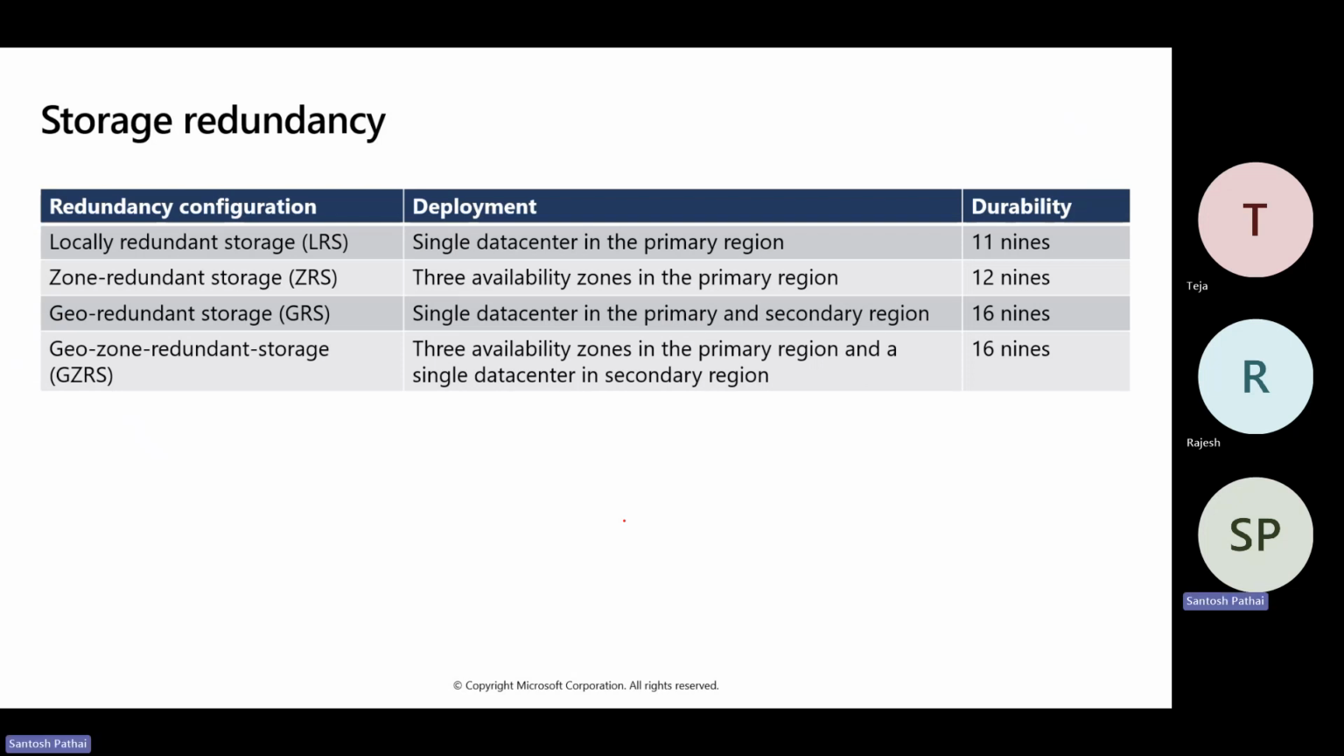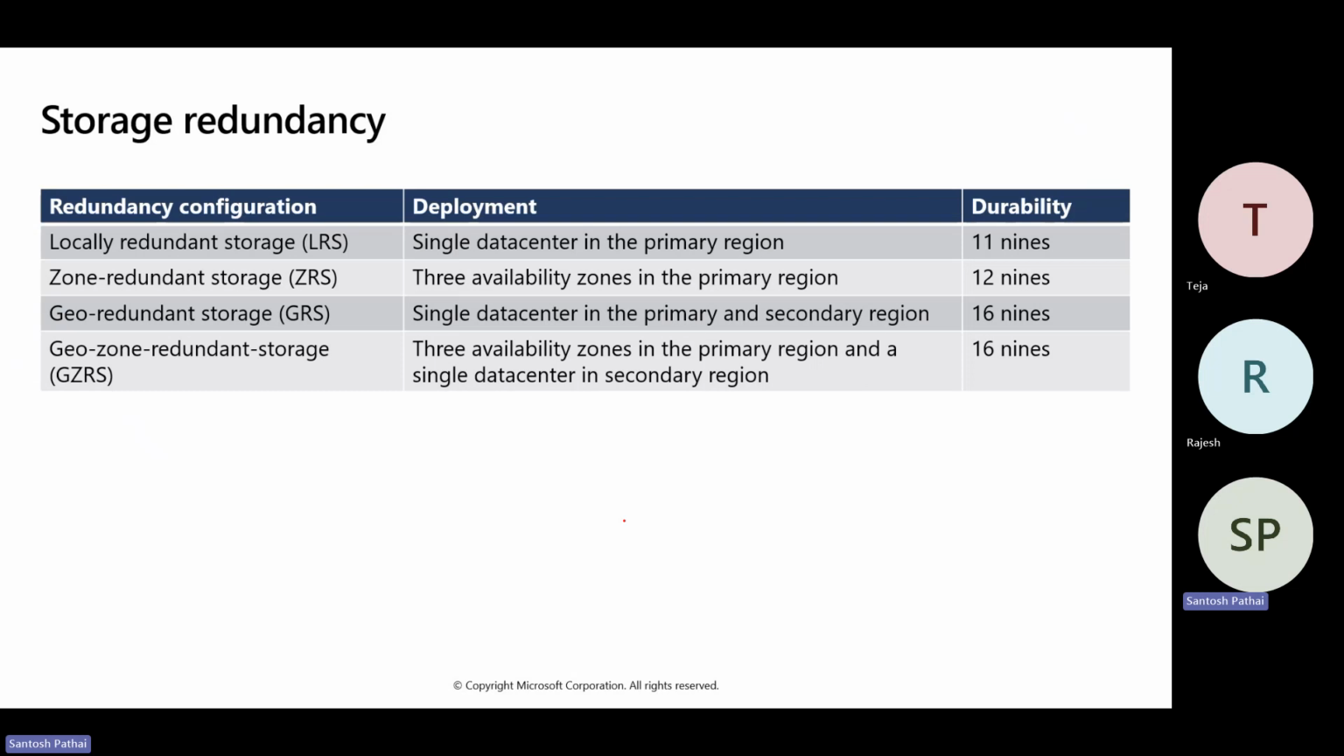What will happen is your first copy will be stored in the primary region, that is Pune, for example, as well as the same copy will be stored in another availability zone of that primary region. And the third copy will be stored in another secondary region, for example, Chennai. So you'll be having three copies. So that is geo zone redundant storage.